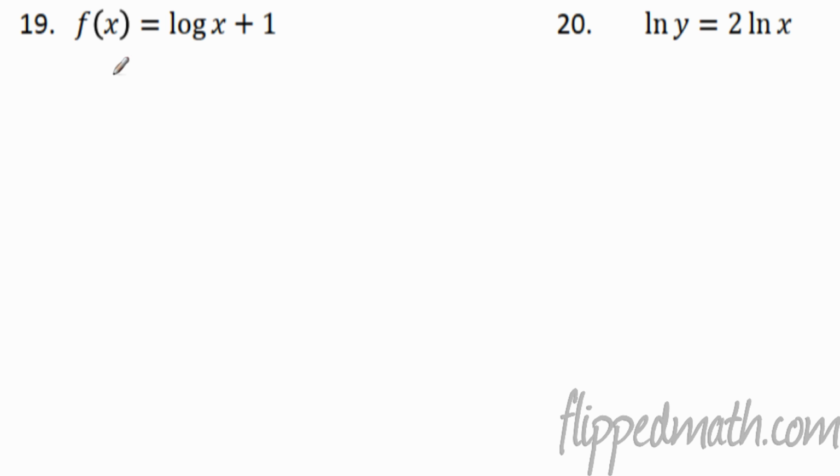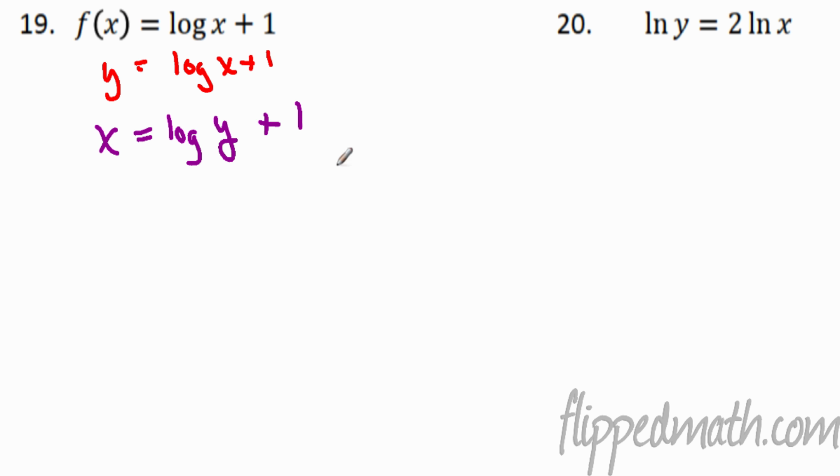Same idea. So I'm going to write down the original equation here. y equals log of x plus 1. And from that point, we want to make it x equals the log of y plus 1, and then solve for y. So I subtract 1 from each side. I get x minus 1 equals the log of y.